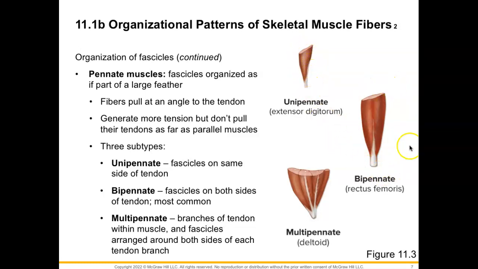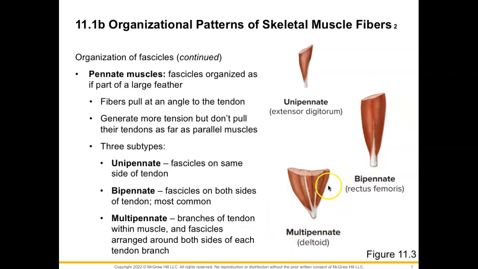Our bipennate type of muscle will have fascicles that are on both sides of the tendon, and this is the most common type of pennate muscle. The best example here is our rectus femoris, and you can see these fibers really well in the cadaver lab where they're moving and inserting along that tendon in the center.